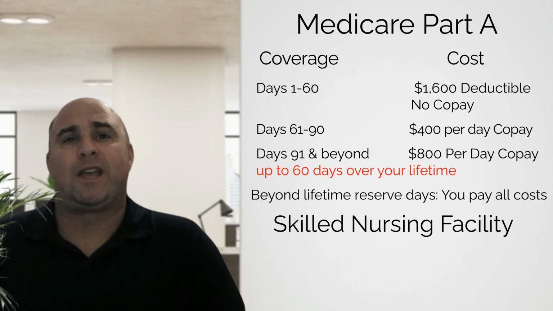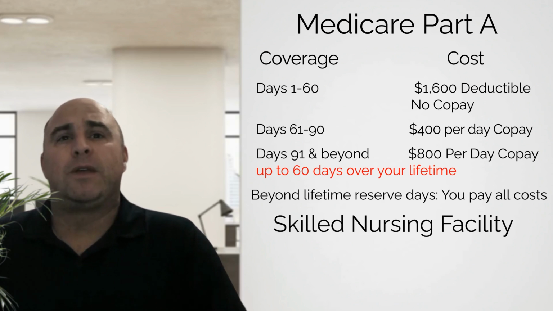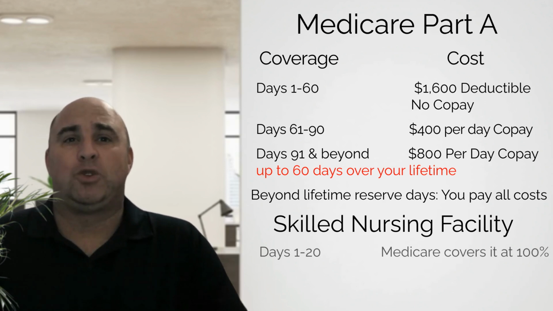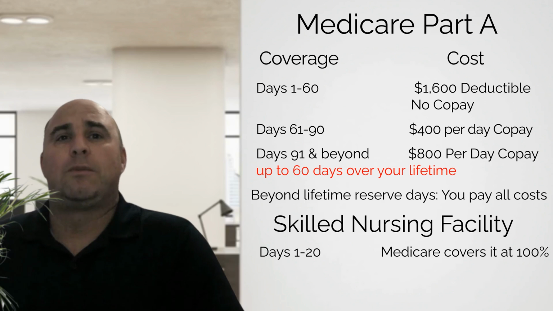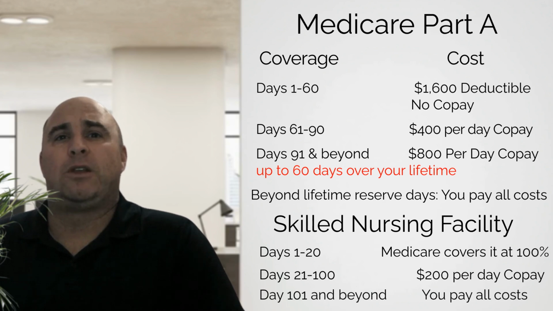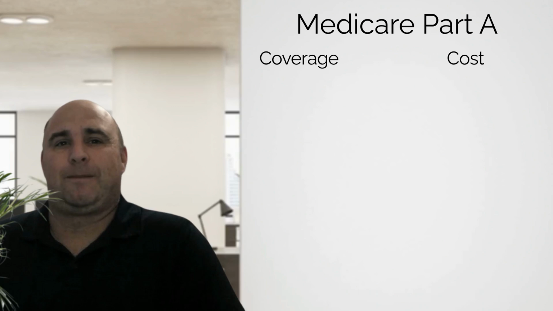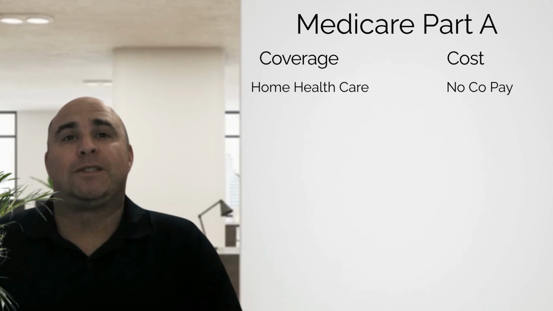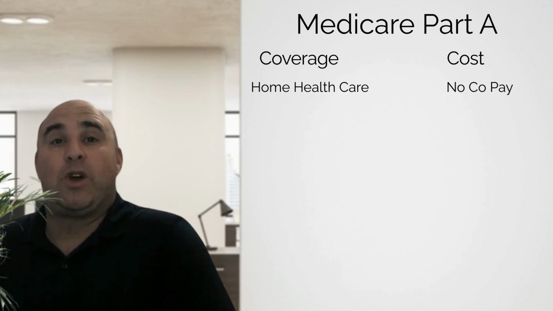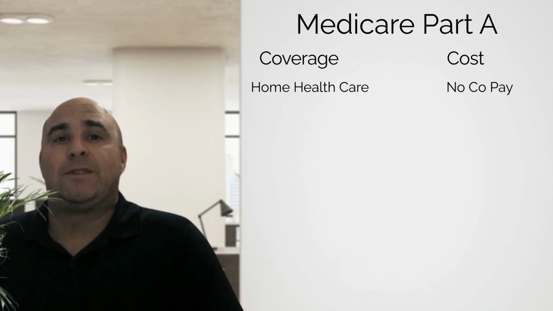Skilled nursing facility care: post-hospital care in a skilled nursing facility under certain conditions for a limited time. Days 1 to 20, Medicare covers it at 100%. Days 21 to 100, you pay $200 per day. Day 101 and beyond, you pay all costs. Home health care: part-time or intermittent home health care services, if you're homebound and your doctor certifies that you need them. No copay for home health care services.